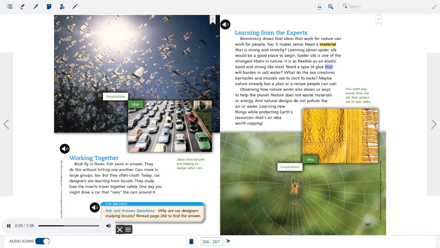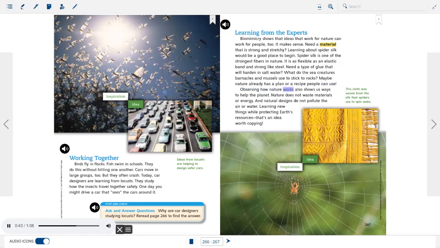Need a type of glue that will harden in salt water? What do the sea creatures, barnacles, and mussels use to stick on rocks? Maybe nature already has a plan or a recipe people can use.